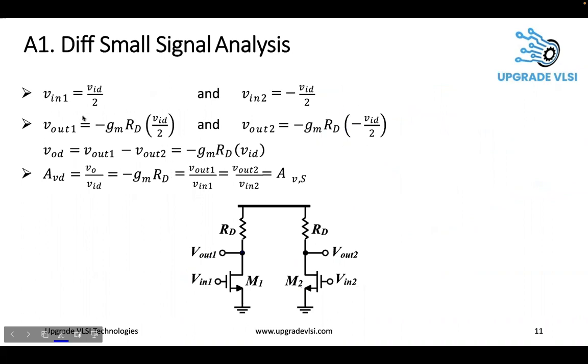So this is the small signal. Here the input is differential, V D by 2 on one side and minus V D by 2 on the other. If you take the first stage, this is nothing but the CS stage gain equation, that is minus gm RD times the input signal. Here the input is V ID by 2, and here it is minus V ID by 2. So the output node voltage due to the first input is this one. Similarly, the output V out 2 due to V in 2 is this one. This is the gain times the input signal.